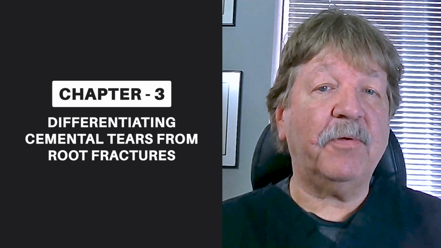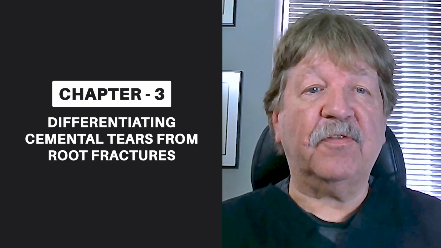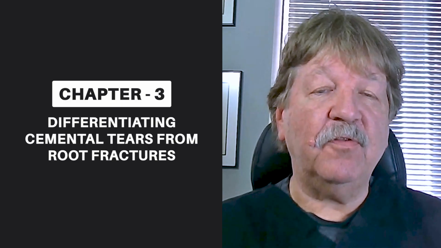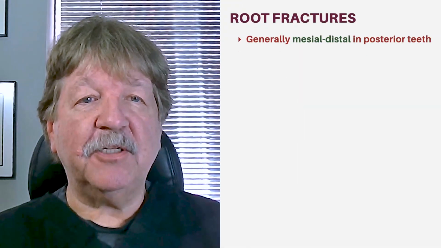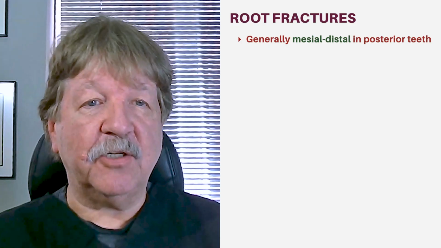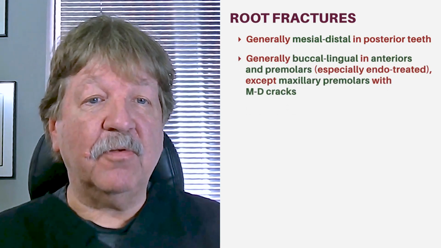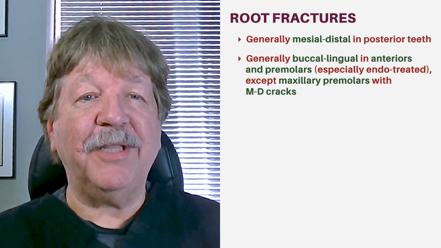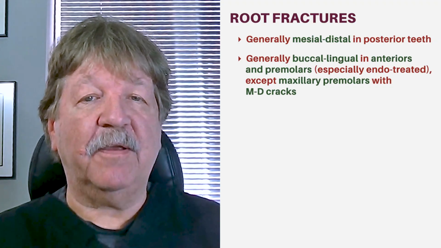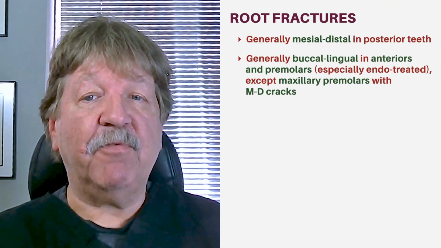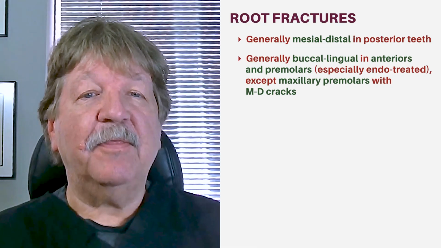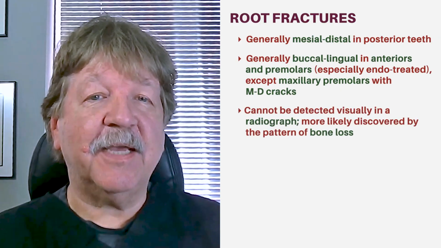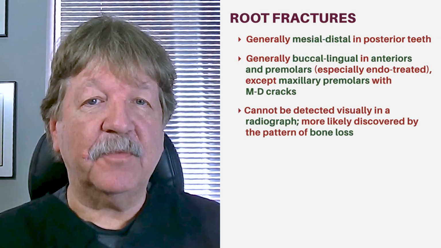Because cemental tears are frequently associated with the lateral surfaces of the single-rooted teeth, they're often confused with root fractures. There are a few differences between these two problems. Firstly, root fractures in the posterior teeth generally are mesiodistal in orientation. Anteriors and premolars generally tend to have fractures in the buccolingual area, especially in endo-treated teeth. The exception being maxillary premolars with mesiodistal cracks. Most importantly, these root fractures cannot be detected visually in the radiograph, usually.